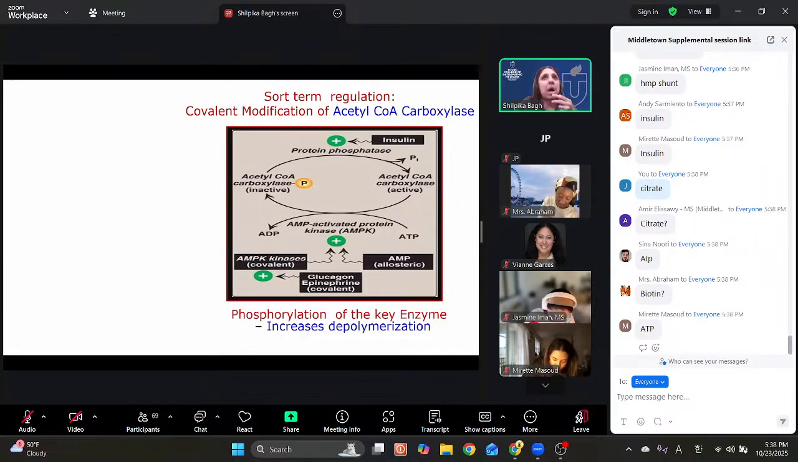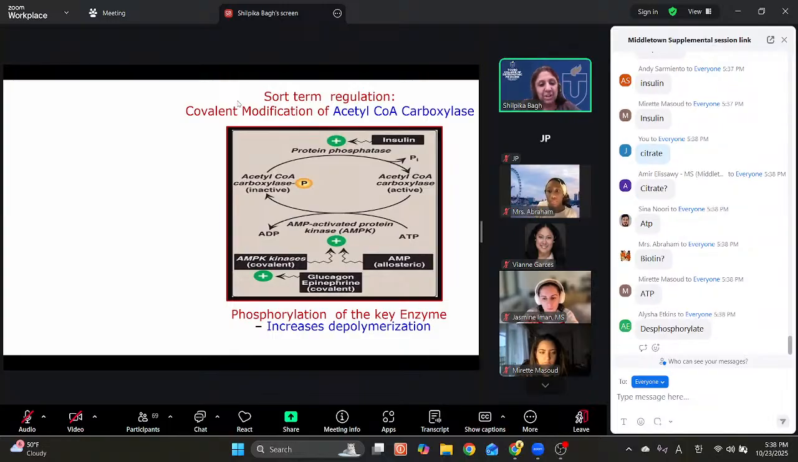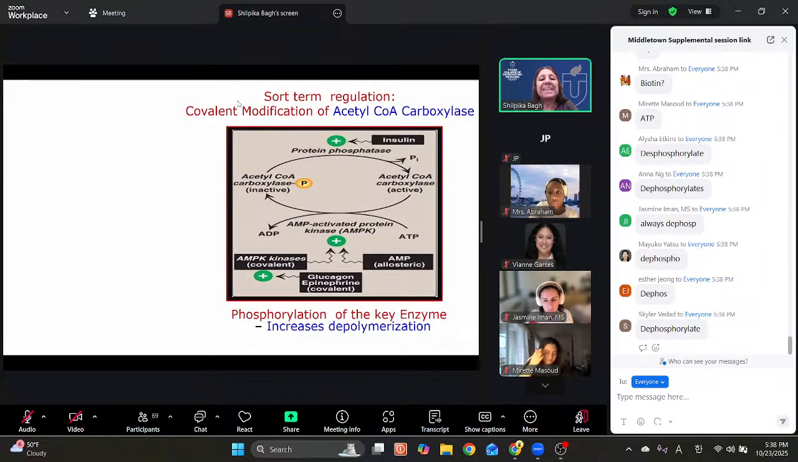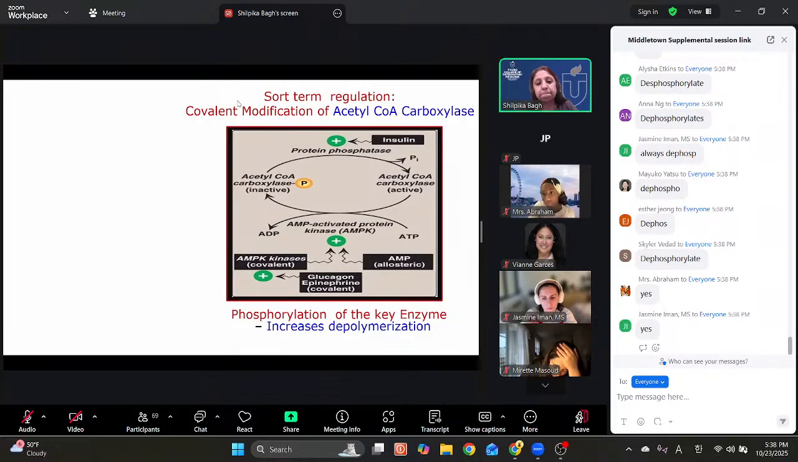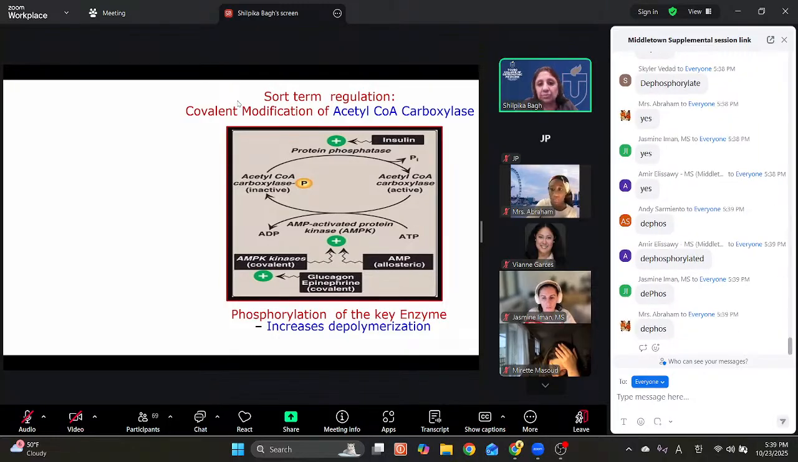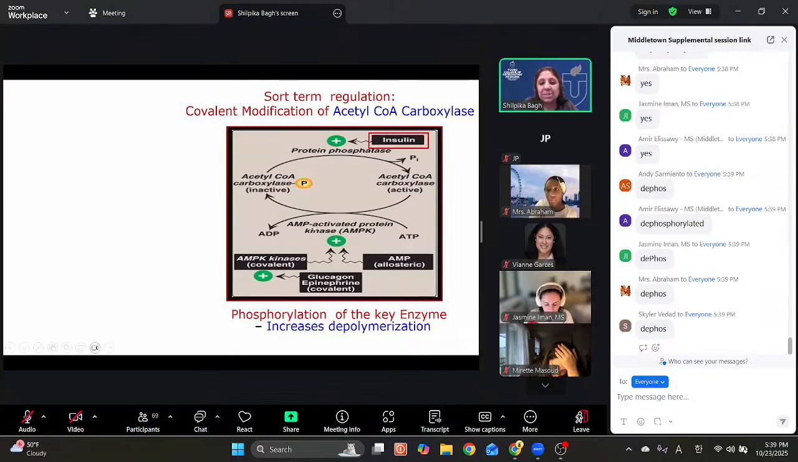Now tell me, insulin. Don't forget that insulin acts by phosphorylation or dephosphorylation. What does insulin do? Does it always phosphorylate or always dephosphorylate the key enzyme? So ACC, is it supported by insulin? Yes or no? Which form will it be active, phosphorylated or dephosphorylated? Dephosphorylated. That's all you need to know when you say insulin, right?